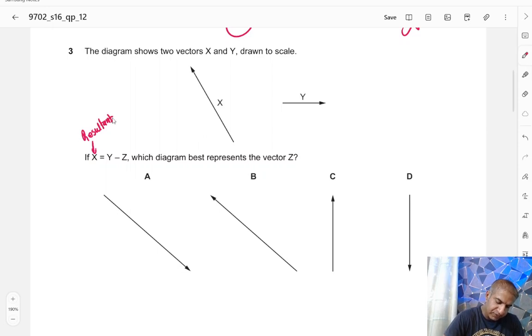If this is the resultant vector, we are just going to draw this diagram. Let's see, this is x, right? So I'm just going to copy this x. Well, in the examination, you are not going to be supposed to be doing whatever I'm going to be doing here, but let's just assume that I'm in the examination myself.